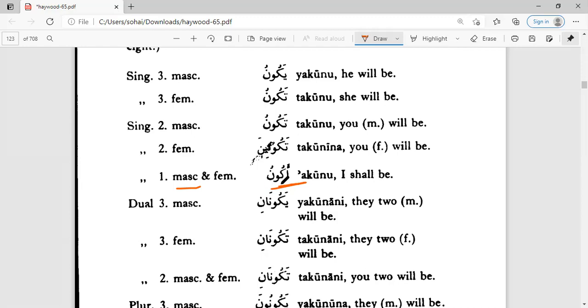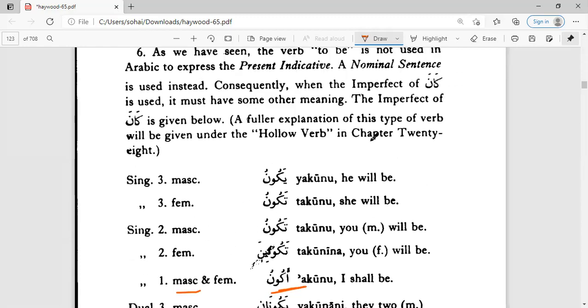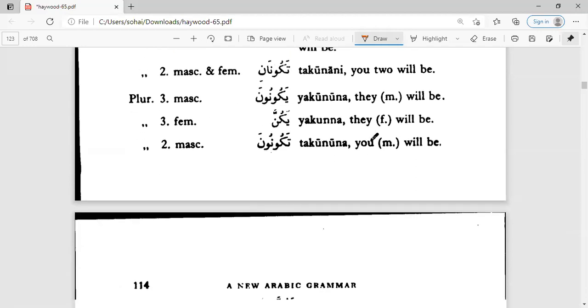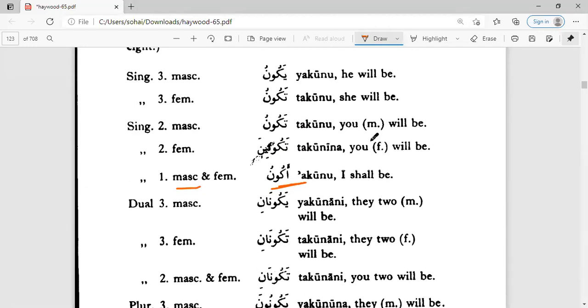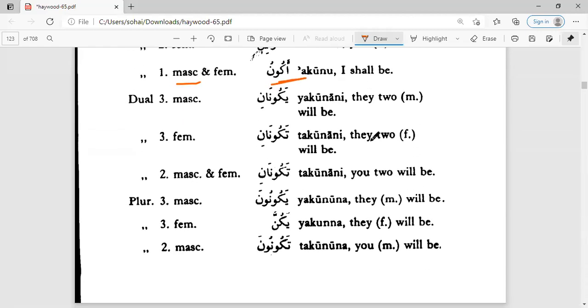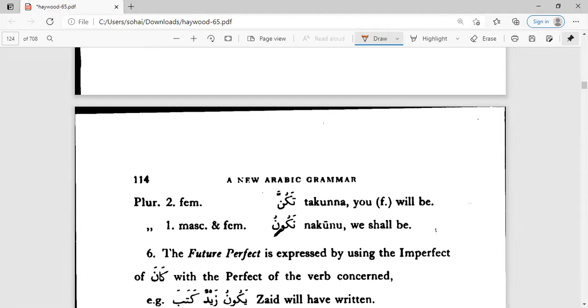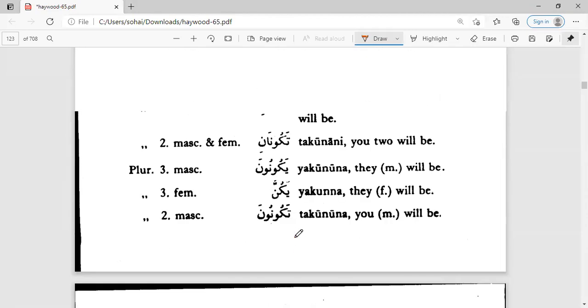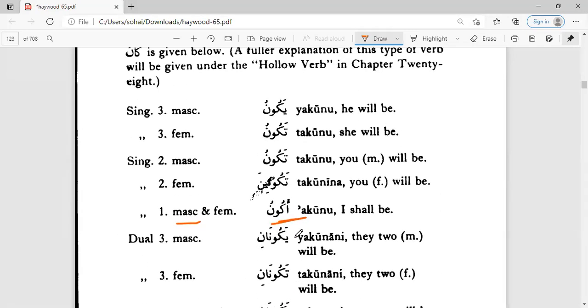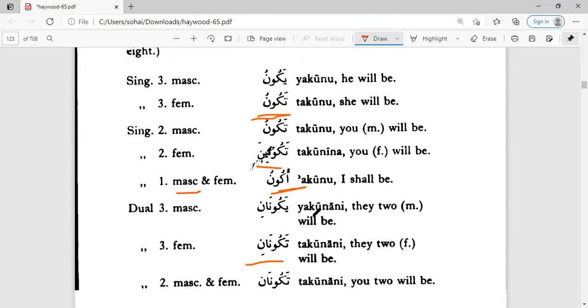Okay, so أنا أكون، نحن نكون. You could tell from here as well. If you go to plural and first person, it should tell you plural and first person, nakuna. If you go to singular and second person, it's anta takuna, antuma takunani, antum takununa, anti takunina.